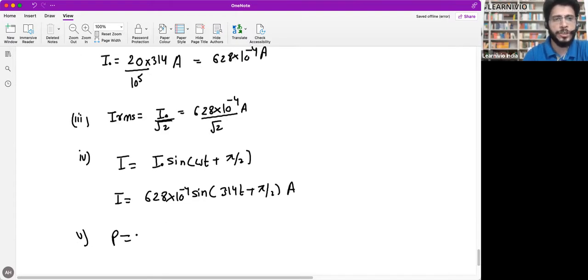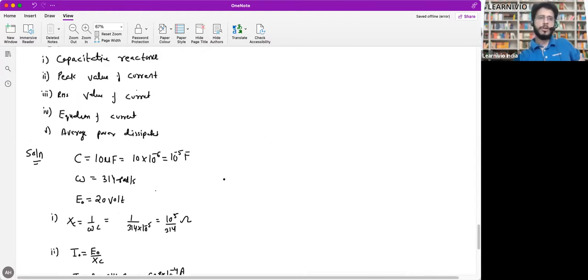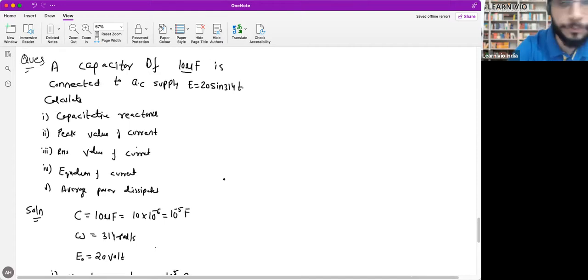Average power dissipation in this circuit is also zero. See, these are very basic circuits: resistor, capacitor, and inductor. The next circuits that you have will be the combination of all. You'll be having series LCR circuits, a circuit having a combination of inductor, capacitor, and resistor. Just note it down. Then we'll start the LCR circuit now.